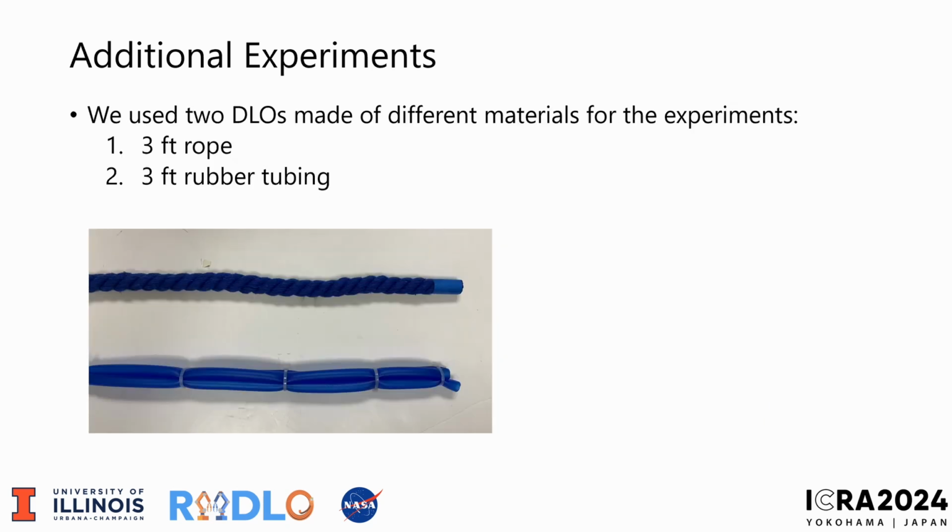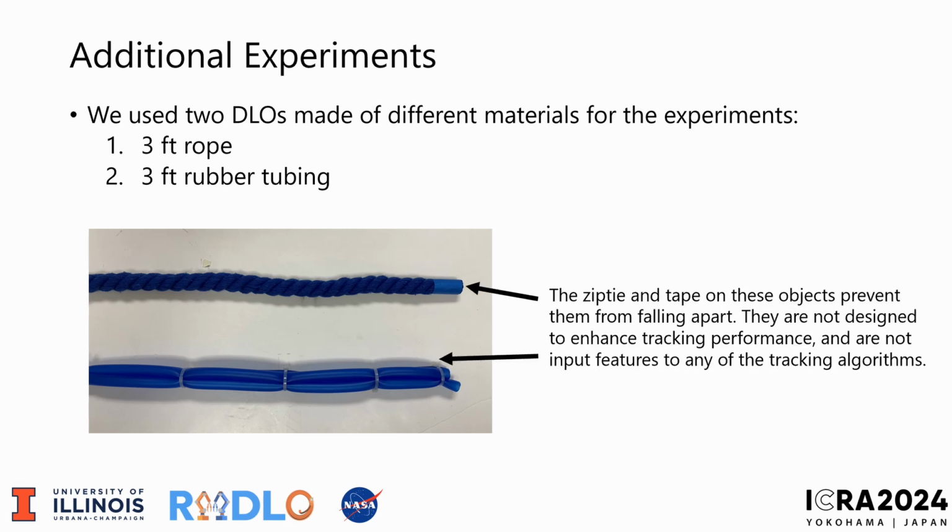We used 2 objects made of different materials for the experiments, a 3 feet long rope and a 3 feet long rubber tubing. Note that the zip tie and tape on these objects are simply for preventing them from falling apart. They are not designed to enhance tracking performance and are not input features to any of the tracking algorithms.